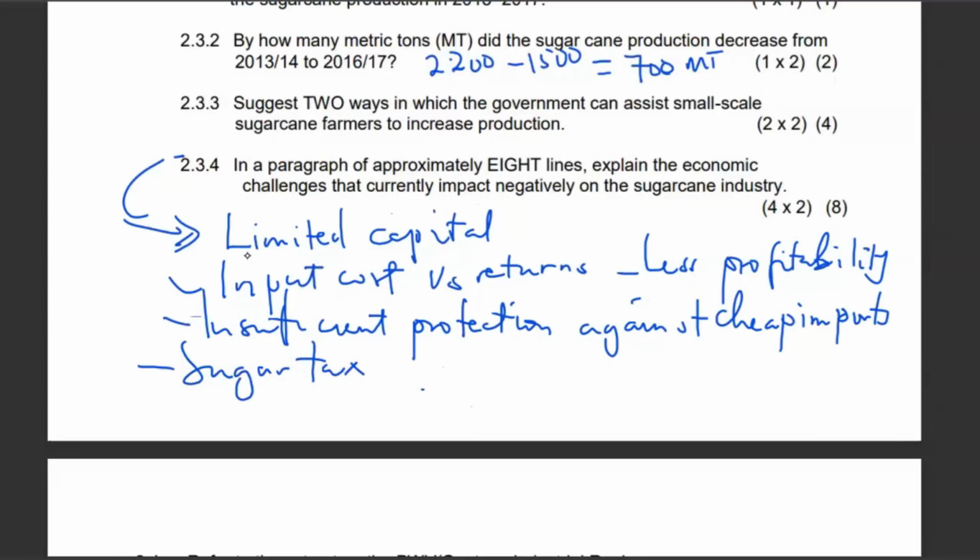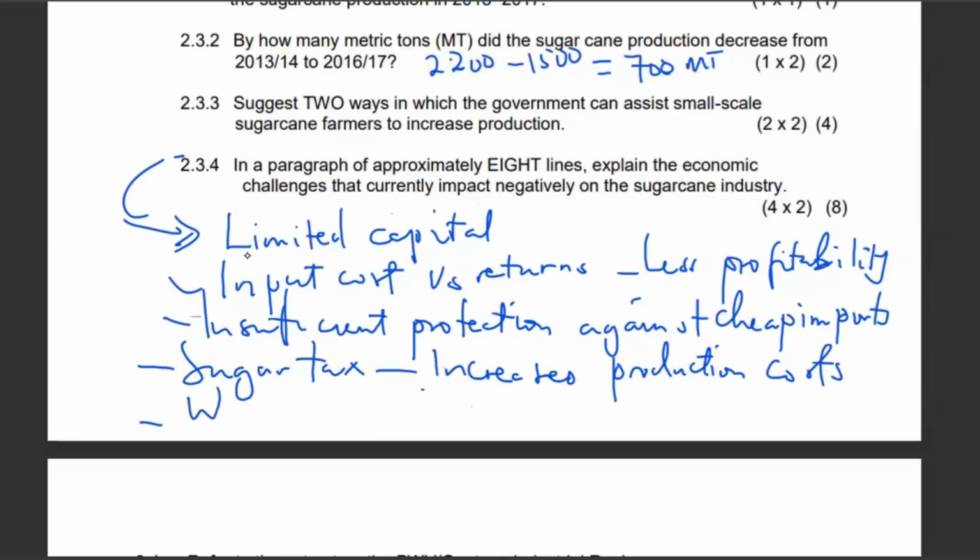The sugar tax is increasing production costs. Whenever the government is imposing the sugar tax on the farmers, it is ultimately adding to the cost of production. And as a result, if the farmers are paying more to produce the sugarcane, then they are suffering at the end. Their cost will become higher than the benefits that they are going to reap after selling the products.